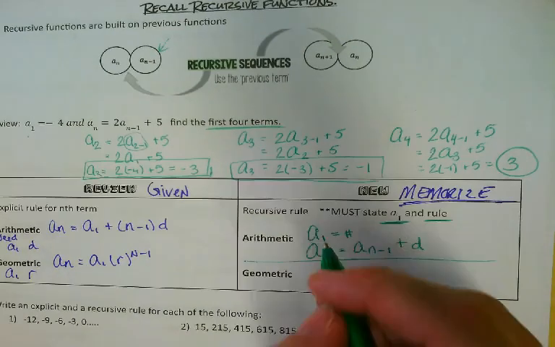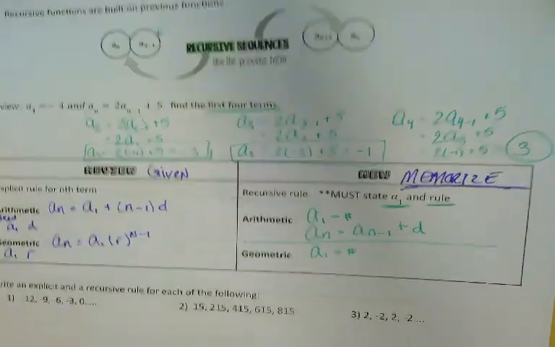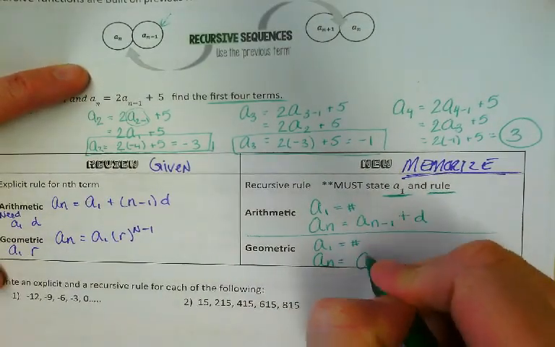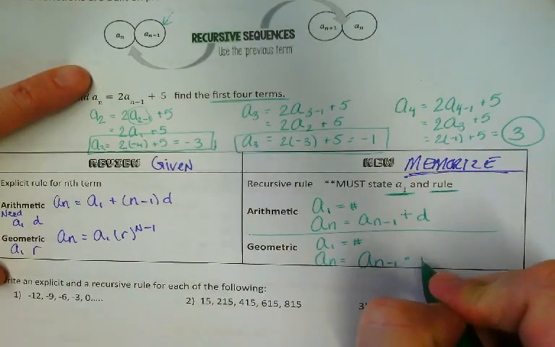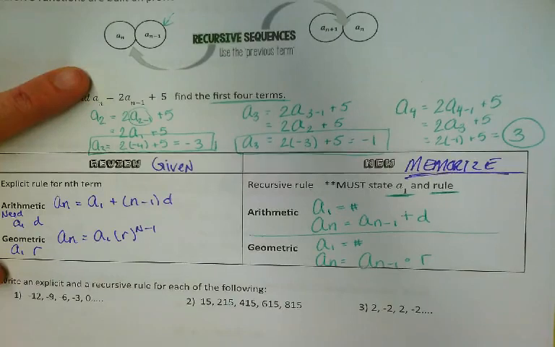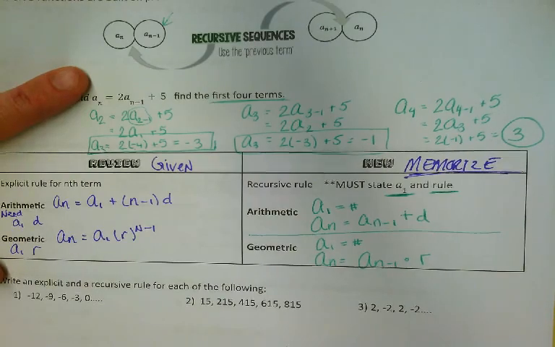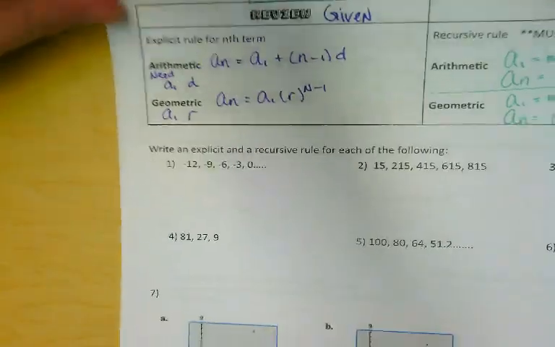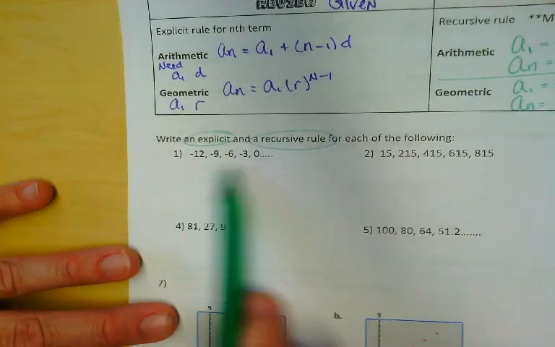If it's geometric, it's going to look very similar. I'm going to state the first term. And then I'm going to say, okay, if I want a sub n, what's its previous term? A sub n minus 1. And then in geometric, we're not adding, we're actually multiplying by that ratio, which we talked about yesterday. Okay, so your goal is first determine if it's arithmetic or geometric, and then find the difference or ratio and write your rule. So the next set of examples, it wants us to write both an explicit and a recursive rule for each of the following patterns.